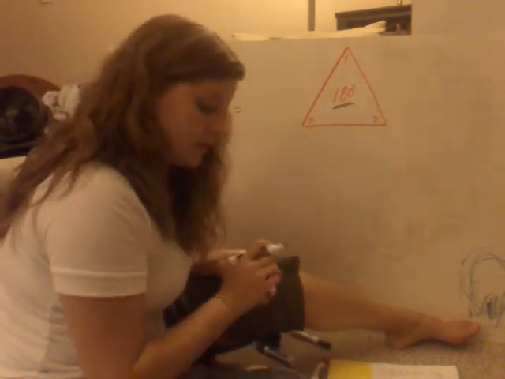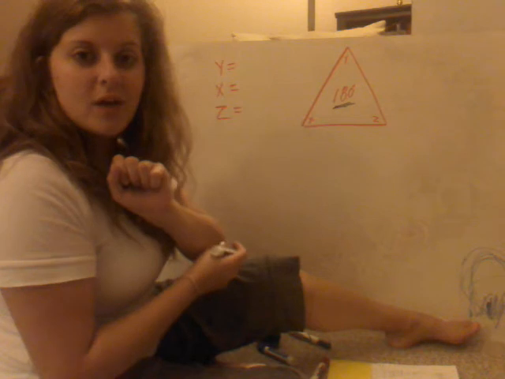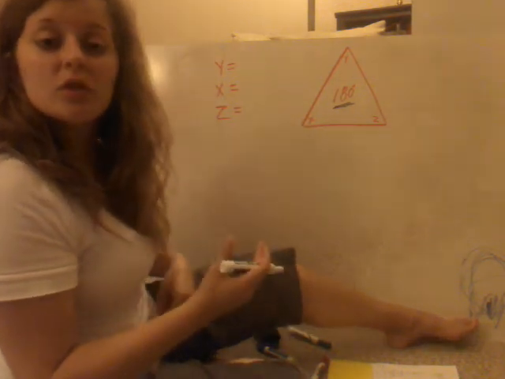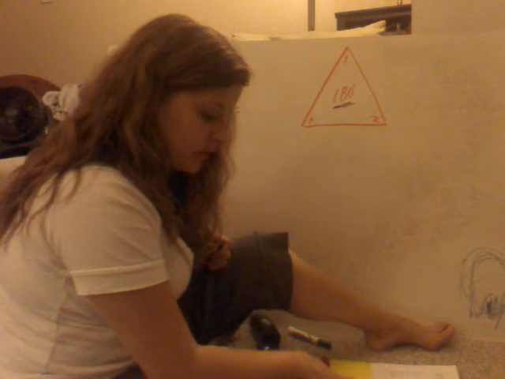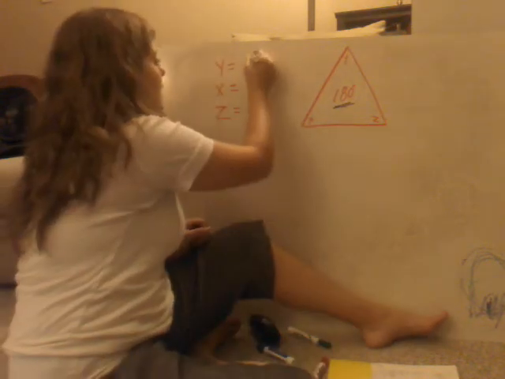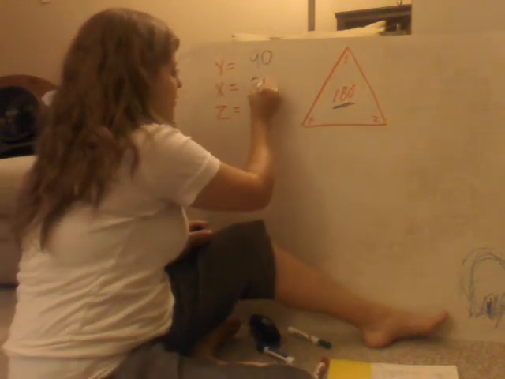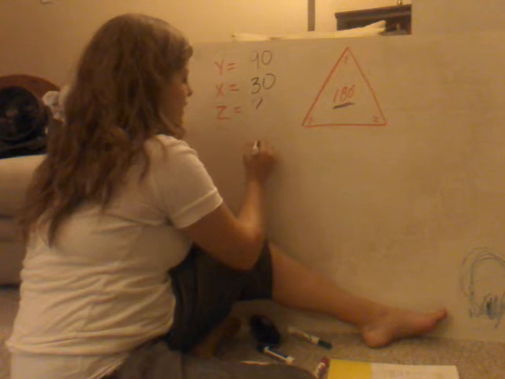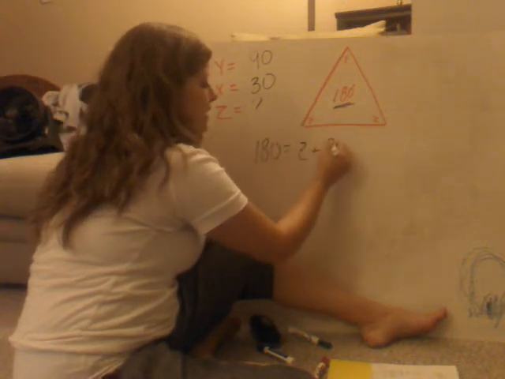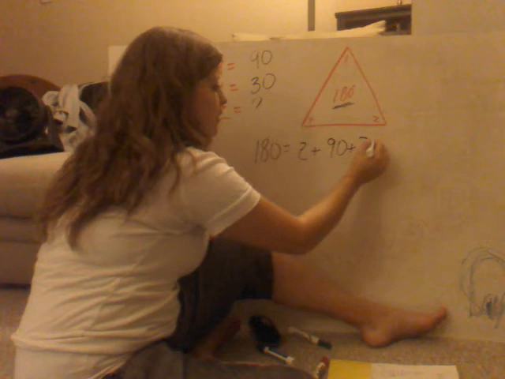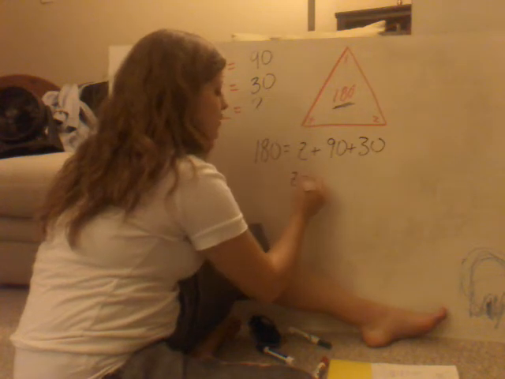Now all these side notes that I'm telling you, these are not what I wanted you to give me on the assignment. I just wanted you to give me the value of the missing angle. So number 11, Y is 90, X is 30, find Z. 180 is equal to Z plus 90 plus 30. Z is equal to 60.